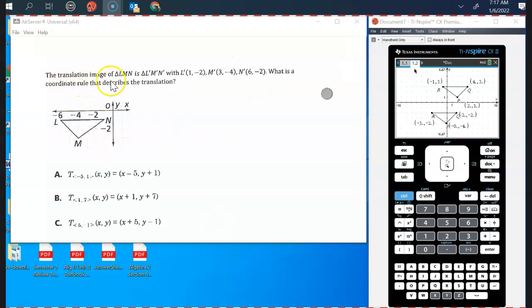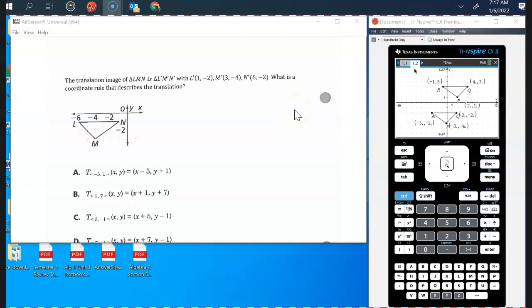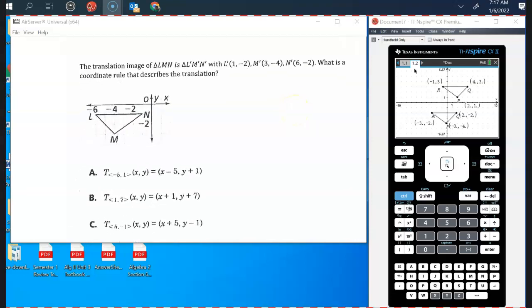The translation image of triangle LMN is L prime, M prime, N prime. What is the rule that describes the translation? So what you want to do is graph each of these points. So L prime is 1, -2. That's L prime.